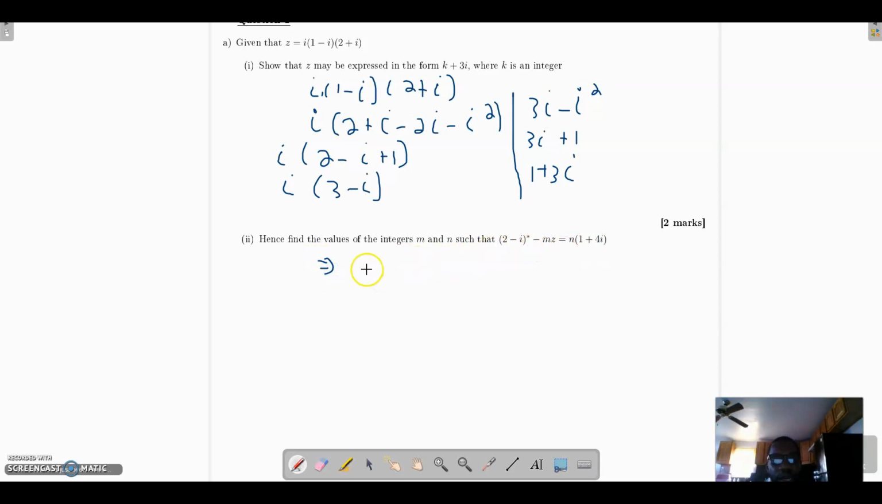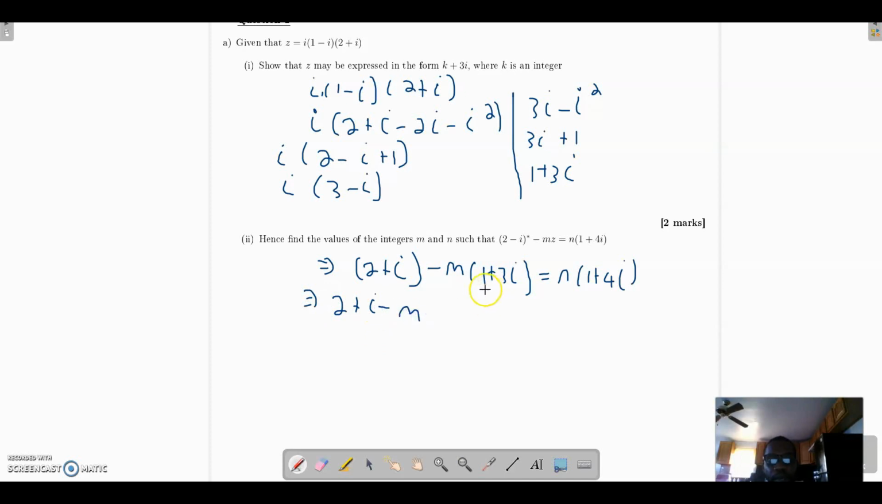So let's go right ahead and populate the question. The conjugate of 2 minus i would be 2 plus i. So minus m times z. Of course, we're going to be using the simplified form of z, which is 1 plus 3i. So I'm going to have open bracket 1 plus 3i. And this is equal to n into 1 plus 4i. All right. Now let's see what happens. We need to expand and group the real parts and the imaginary parts. So we have 2 plus i minus m. Of course, minus m times 3i would be minus 3mi. And this is equal to n plus 4ni.